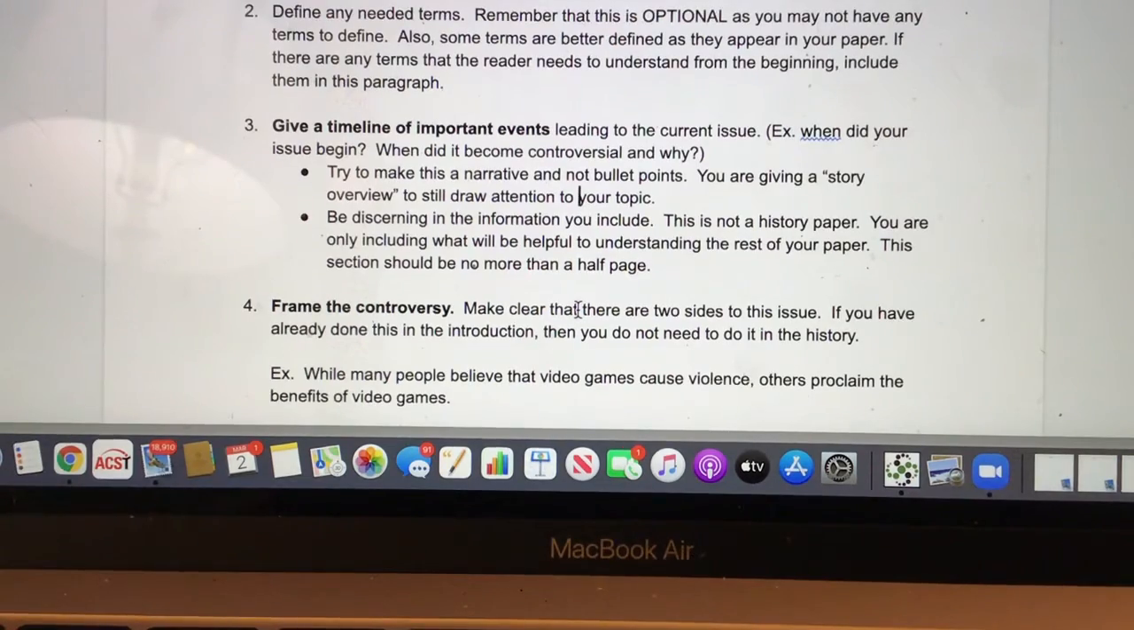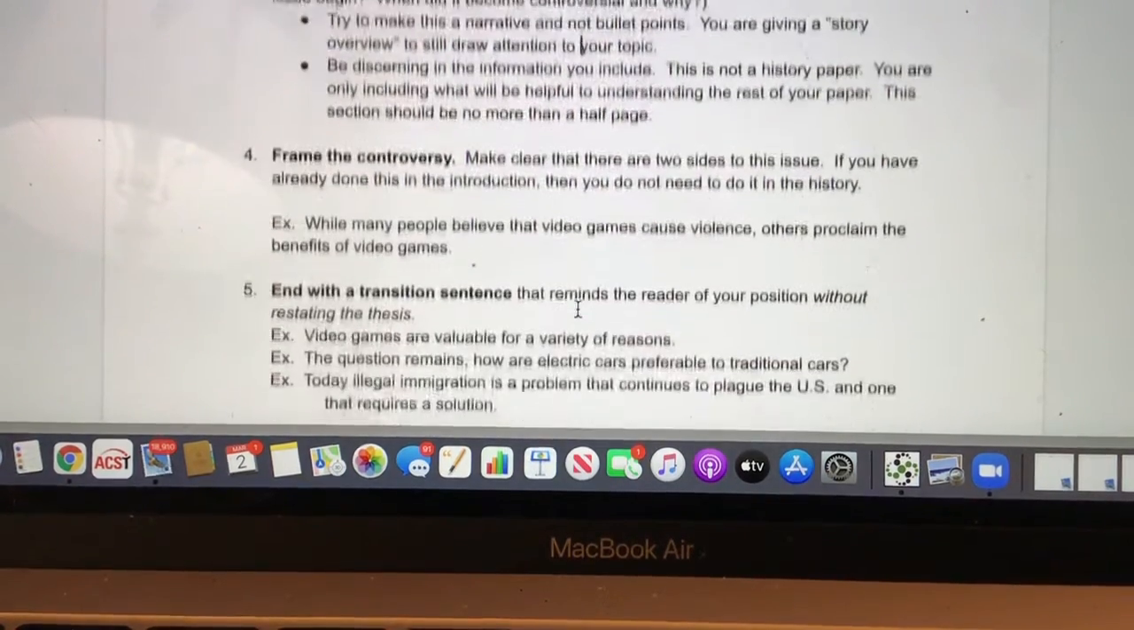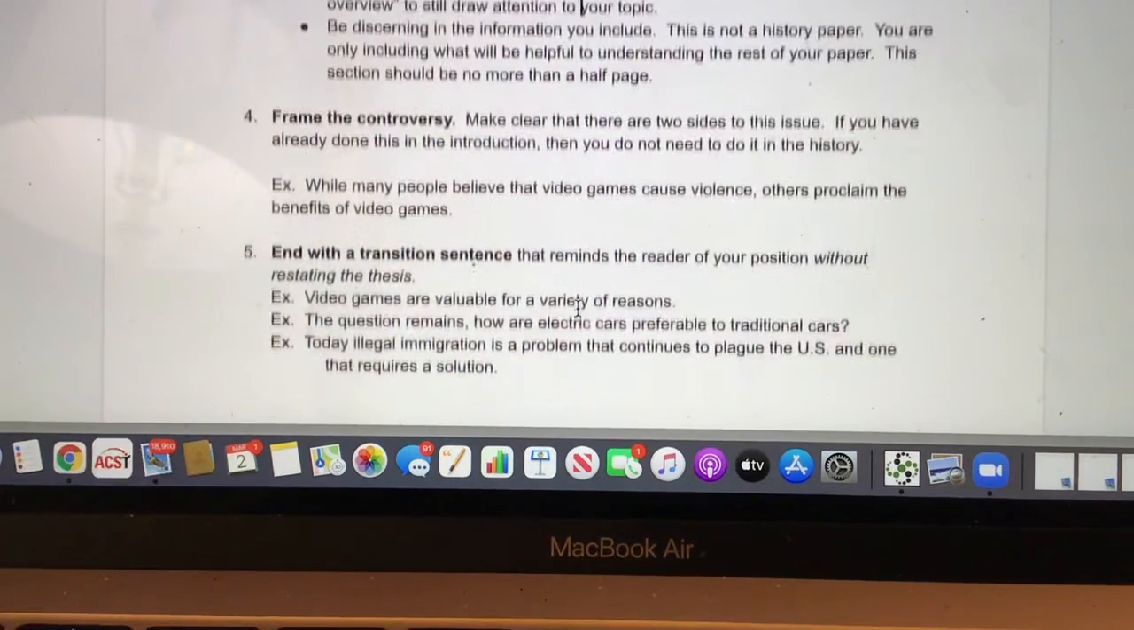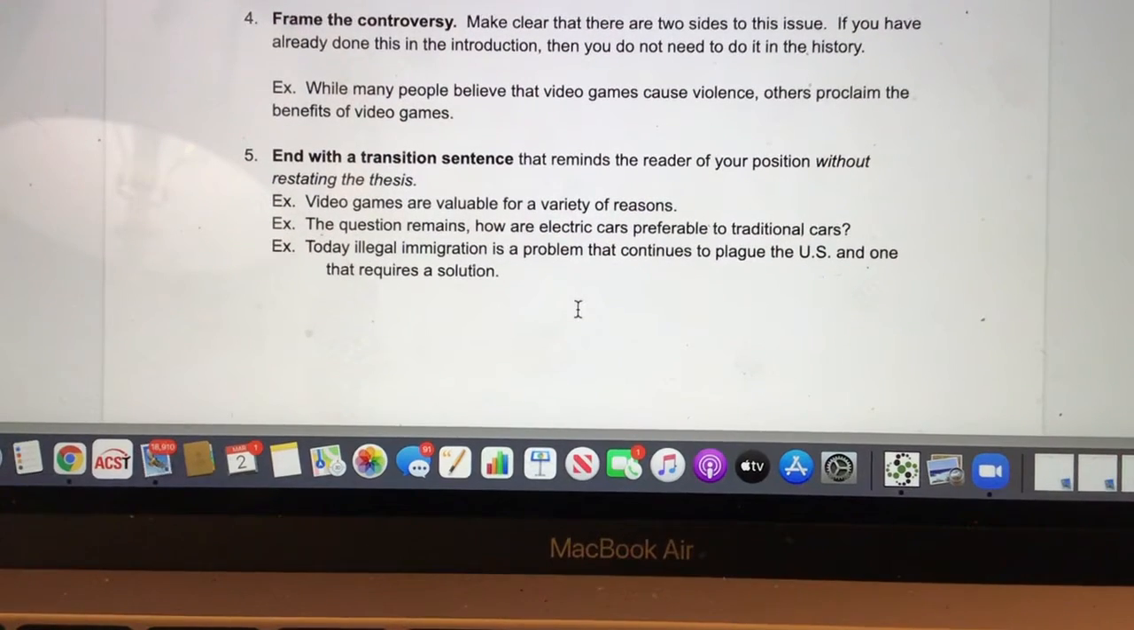Fourth, frame the controversy. So you want to make clear that there are two sides to this issue. We want to know it's controversial. If you've done it in the introduction, you don't need to do it in history. There's a little example. While many people believe that video games cause violence, others proclaim the benefits of video games. And then, of course, you know, and most of you have already done this, you want to end with a transition sentence that reminds the reader of your position without restating the thesis.